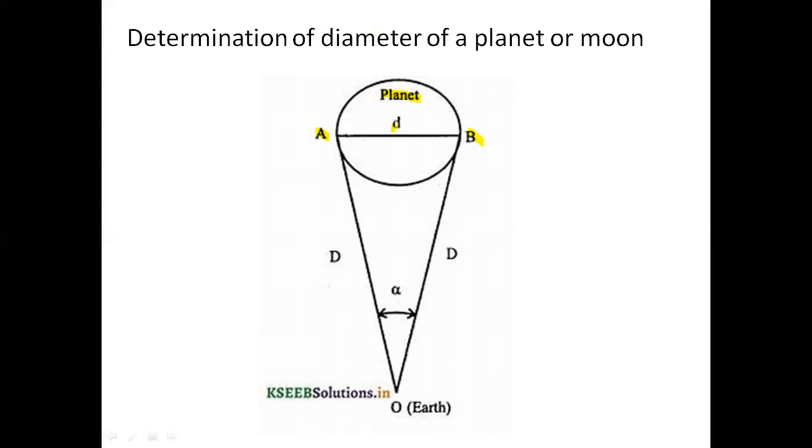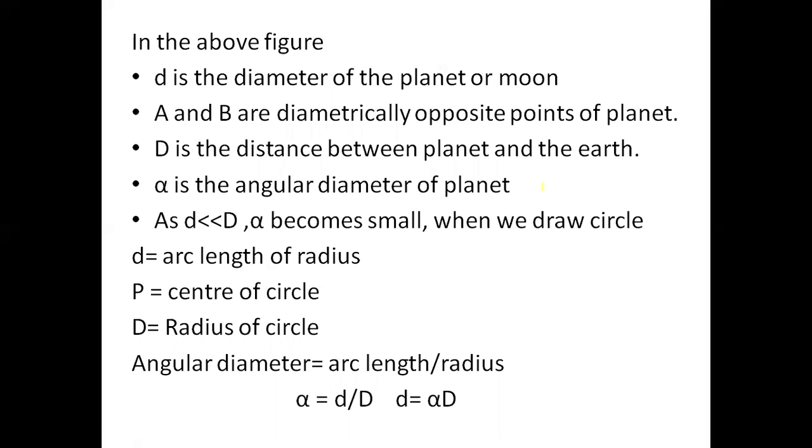Just to see here, this is the small letter d. This is the diameter of the planet. Here A and B are the opposite points of the planet. So small letter d is the diameter of the planet, and A and B are diametrically opposite points of the planet, as I said.